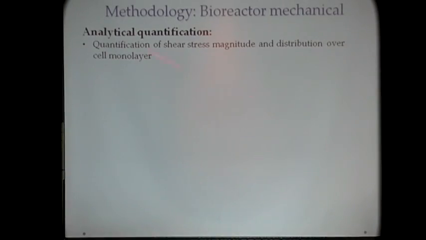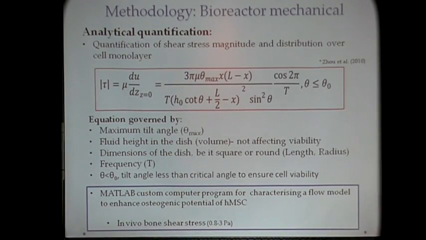Therefore, characterizing what kind of shear stress ranges and magnitudes apply to the cell monolayer is quite important for experimental design. Zhu recently developed a mathematical model that describes how shear stress is distributed and the magnitude on a cell monolayer during a rocking motion, and it is a function of the maximum tilt angle, the fluid height in the dish due to how much volume you add, the dimensions of the dish, the frequency, and the critical tilt angle to ensure that even during the tilt motion, the cells are covered with fluid so the cells won't die.